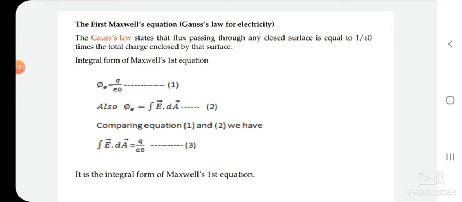Also, phi E, the flux in terms of electric field, can be written as the surface integral of E dot dA. If we substitute the value of flux in equation 1, it becomes the surface integral of E dot dA is equal to Q by epsilon naught. This is equation number 3, and it is nothing but the integral form of Maxwell's first equation. Now, by using this integral form, we are going to convert it into differential form.